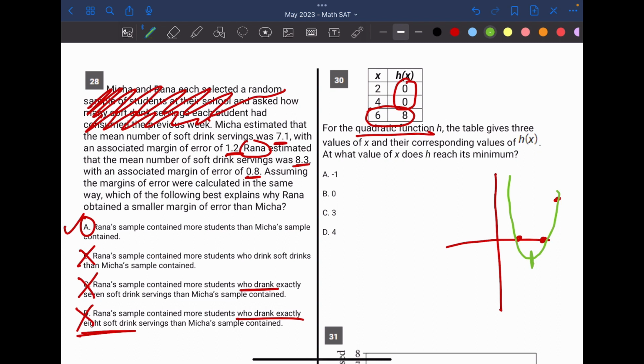Since we know that a parabola is symmetric, and these are both the x-intercepts, between them should be the minimum. Because once again, it's symmetric. That's what a parabola is always going to look like. So if this is 2 and this is 4, what's between 2 and 4? 3. So the minimum occurs at 3. That's it. We are done.